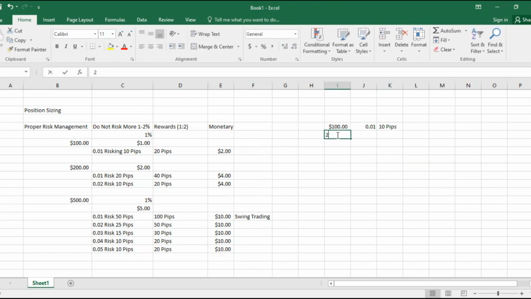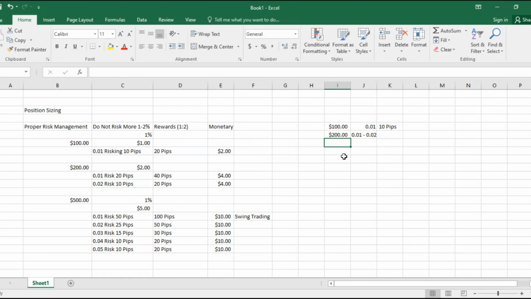So with an account of $200, risking 1%, you can use a lot size of either 0.01 to a lot size of 0.02 maximum, right? So you can do that. And here, if you are using 0.01, you'll be risking 20 pips. If you're using 0.02, you'll be risking 10 pips, right?